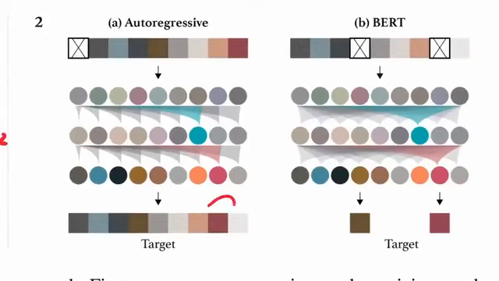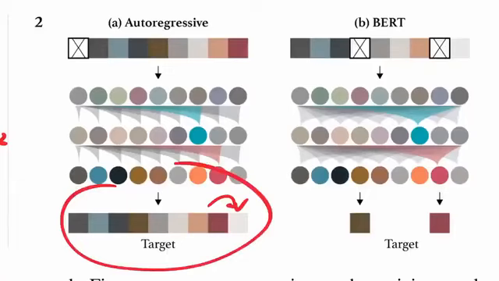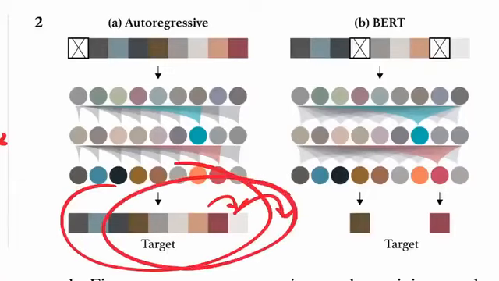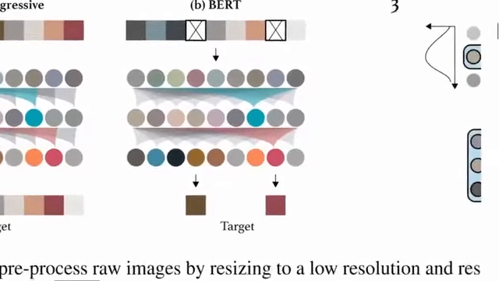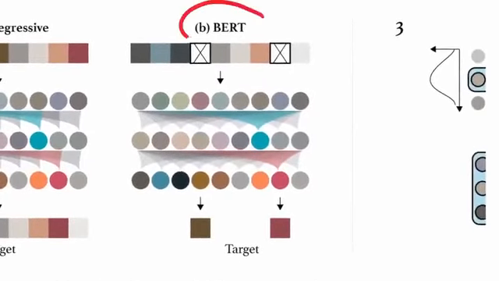So you always want to predict the next pixel. And then from all of this, you want to predict the next pixel. And then from all of this, you want to predict the next pixel. This is in contrast to this objective here that comes from BERT.